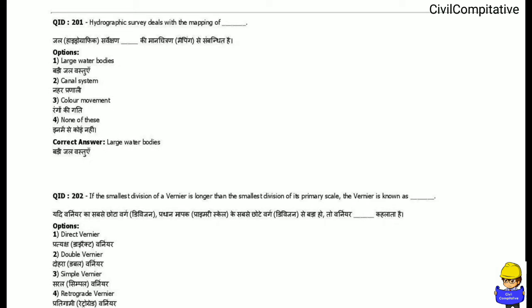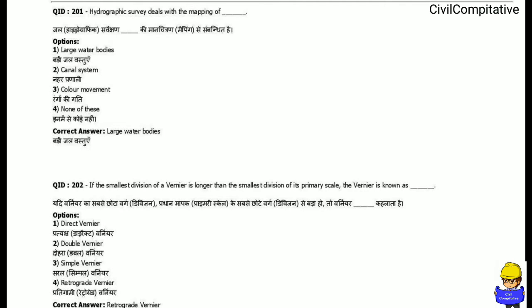So you're getting the name, that is hydrographic survey. Hydro means water, and the survey which is done in water is hydrographic survey. So we get some options from this: one is none of these, let it go. Color movement, we don't know about this. Canal system means the canal, and the last one is large water bodies. Here we are getting the water system, water bodies, that means river, pond, seas, all these things. So this would be the answer to this question: hydrographic survey deals with the mapping of large water bodies.